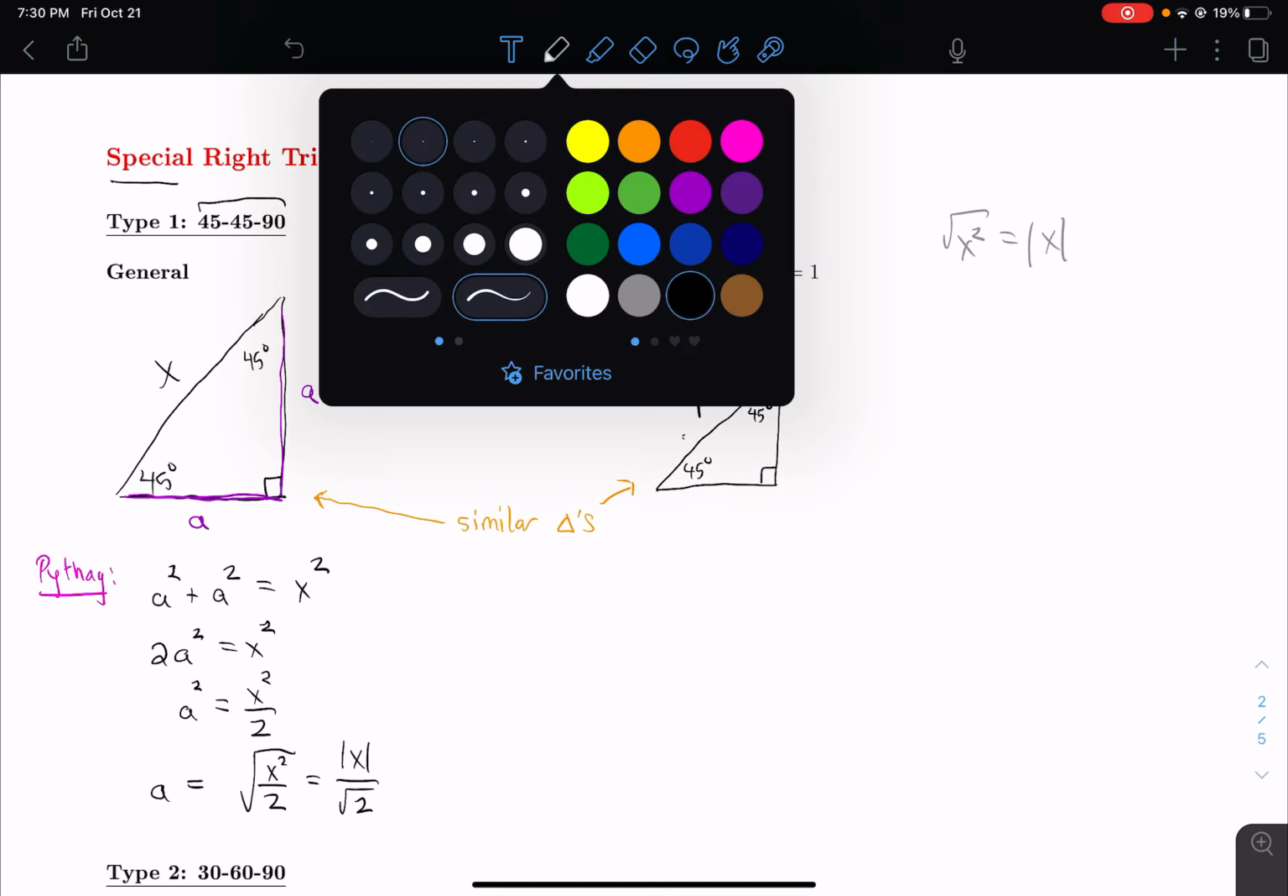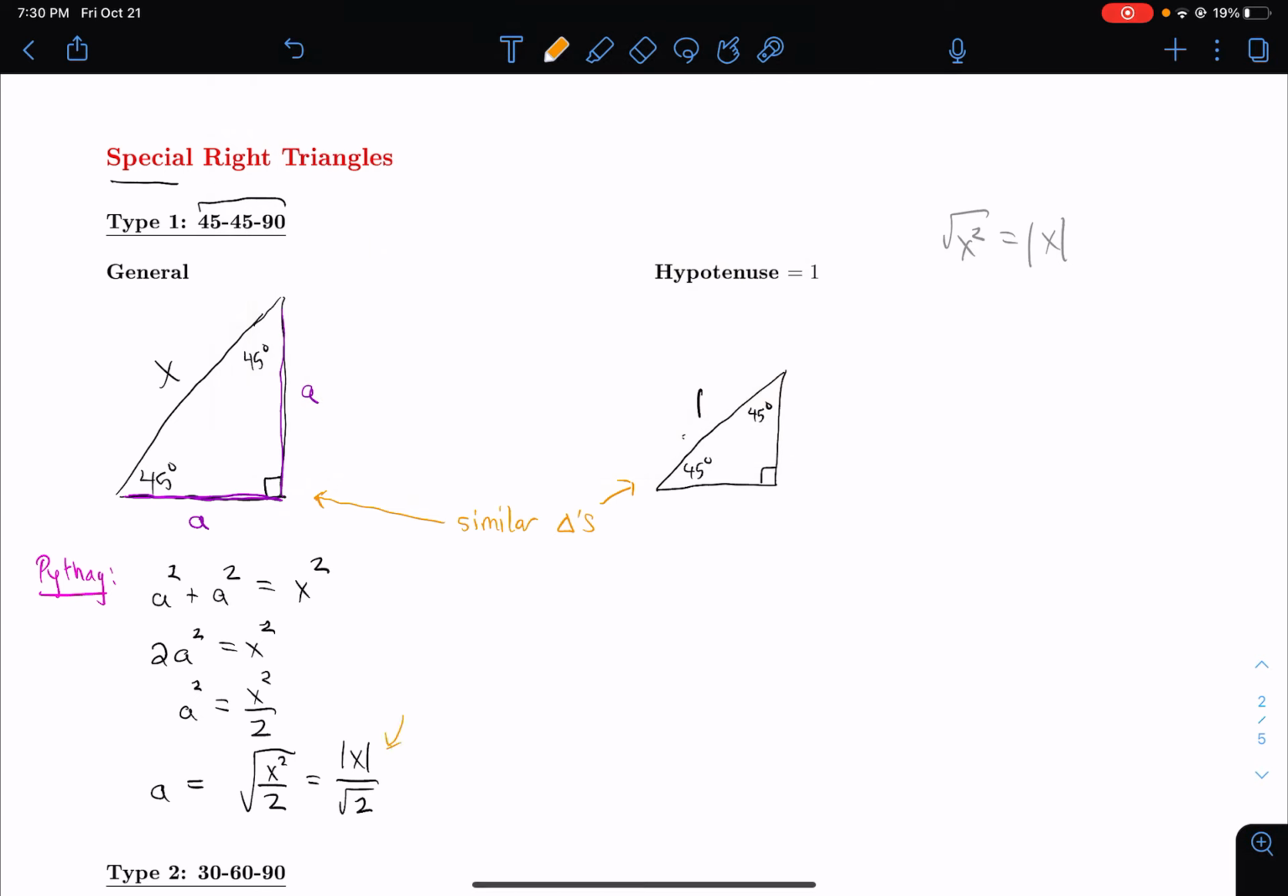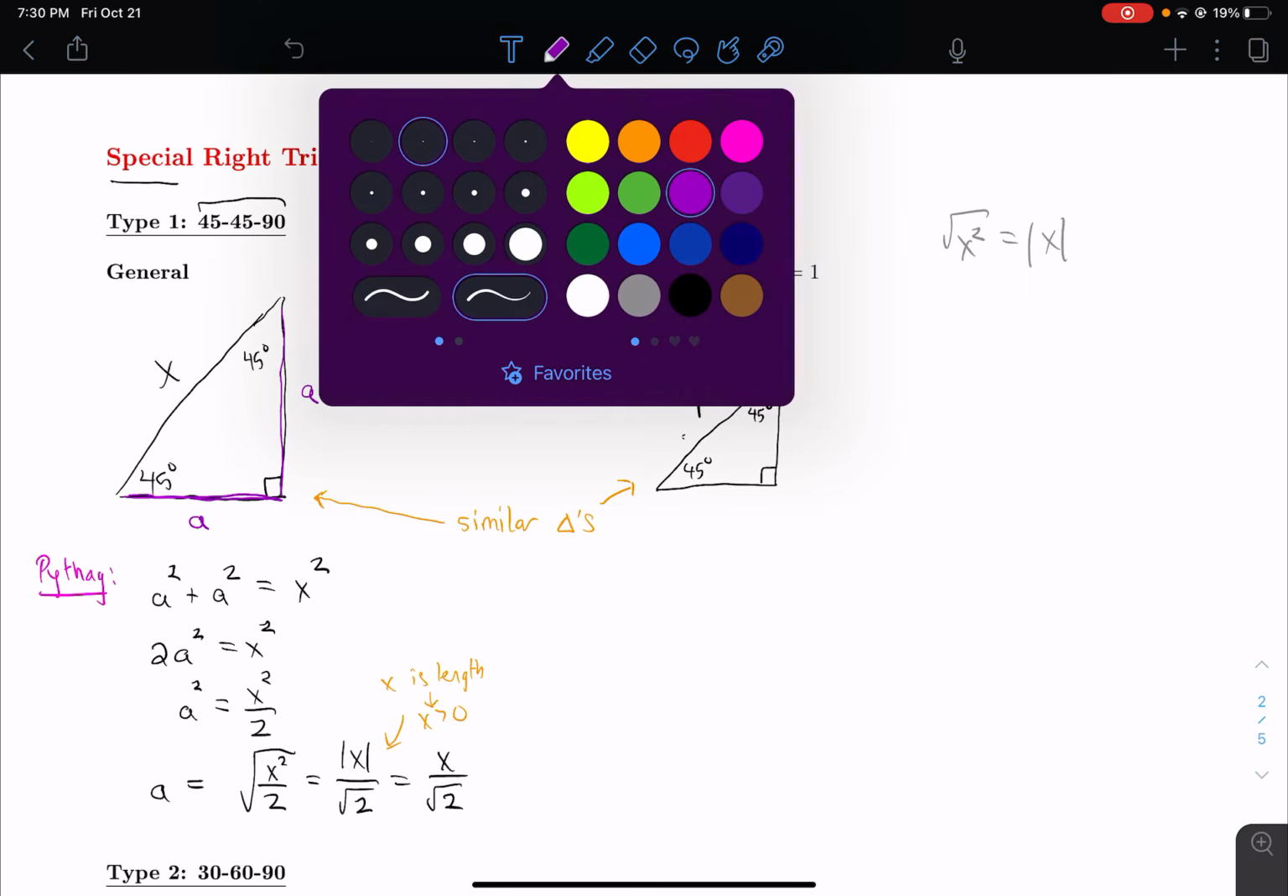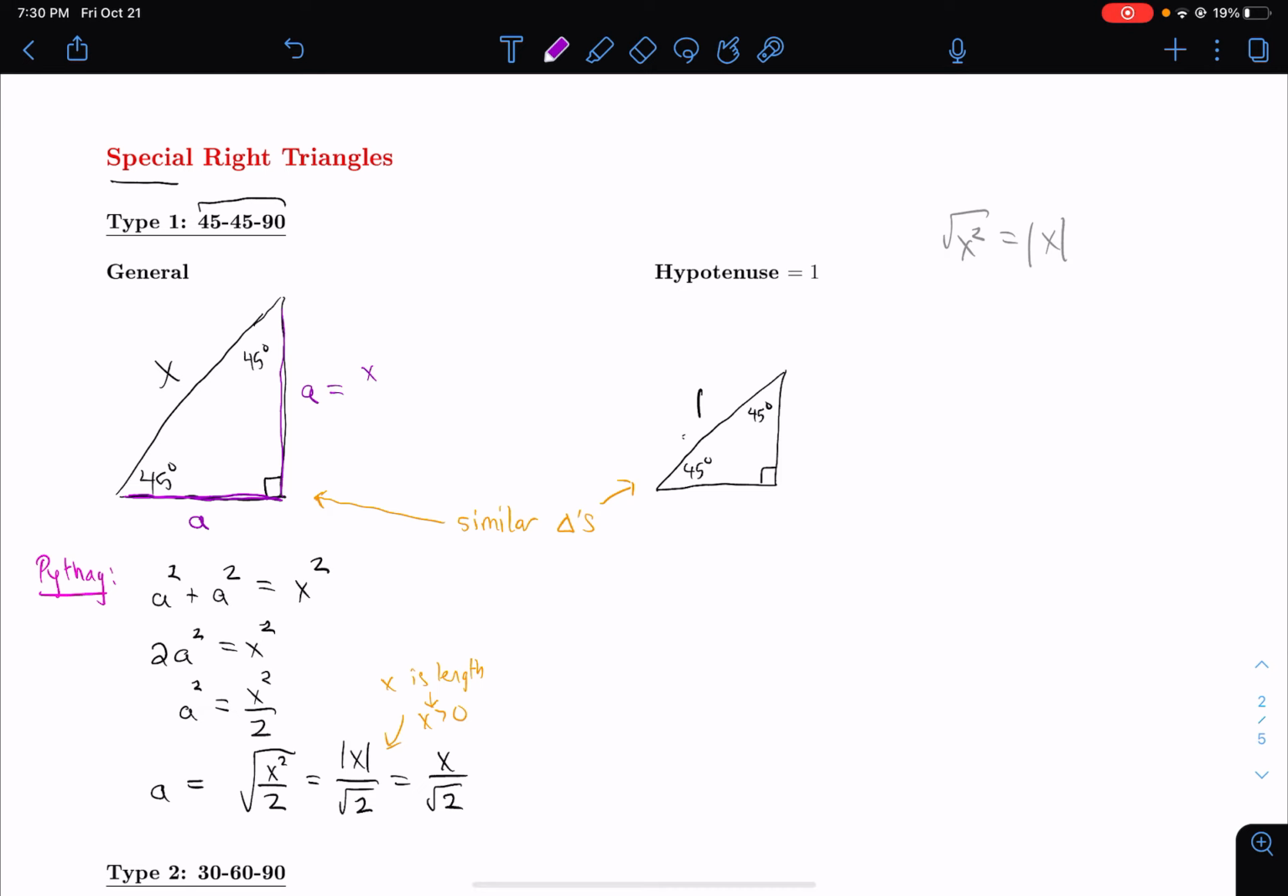But in this problem, we can make a simplification. x is a length here because it's the hypotenuse, which means x is greater than 0. And if x is greater than 0, we're plugging a positive number into the absolute value, so the absolute value just keeps it as it is. We'll just end up with x. So we got x over root 2. That is the leg. Let me write that in. So my leg A is x divided by root 2, and same thing here, it is x divided by root 2.